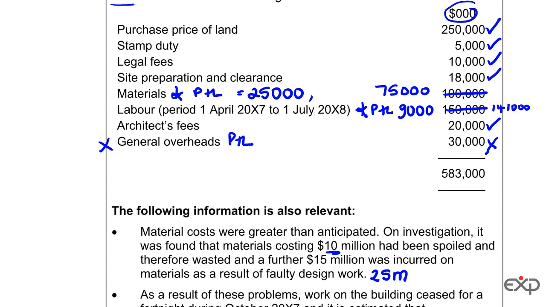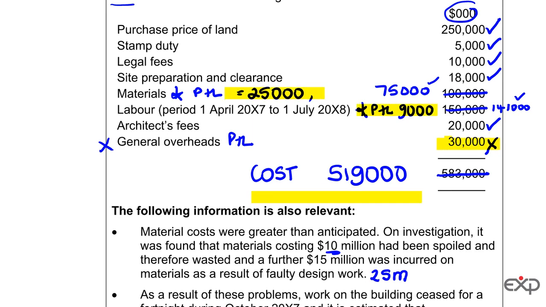Now, I think that this means that the total cost of the asset is going to be 250 plus 5 plus 10 plus 18 plus 75 plus 141 plus 20. So in total, 519,000 is the cost of the asset. The items that are going to go to the profit or loss, which I'm going to put in here, are going to be the 25 and the 9 plus the 30.